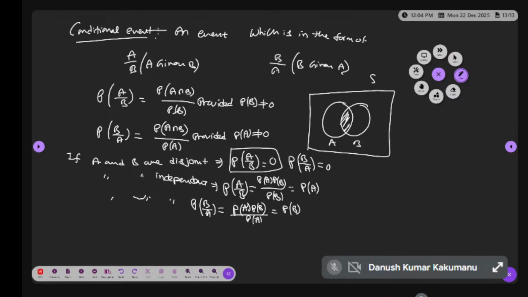So totally 6 formulas are appearing on the board. Understanding? 6 formulas: P of A given B and P of B given A in general, if A and B are disjoint, and if A and B are independent. These are all 6 formulas. Remember, you can expect questions from these 6 formulas in the exam. Everyone understanding now?